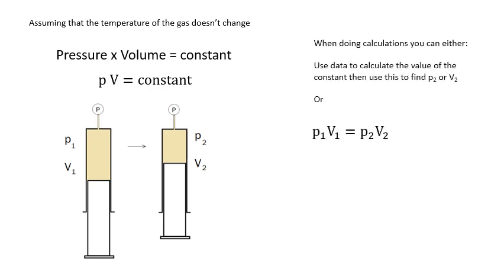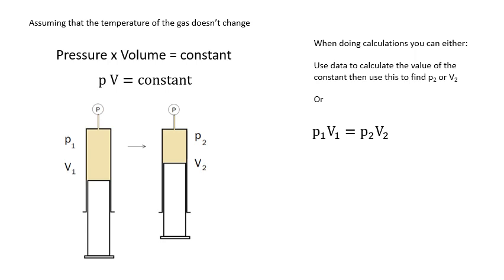Now, when doing calculations, there's a couple of ways you can do it. You'll be given some data, as in you might be given P1 and P2 and maybe V2, and then you'll have to find the other one. Now, what you can do is work out the constant. Then if you work out the constant, then you can say P2 V2 equals the constant and work out the unknown.